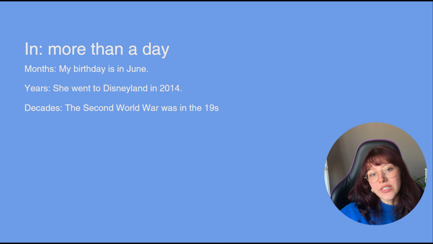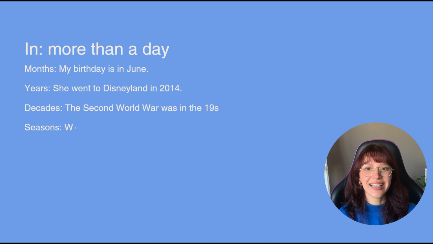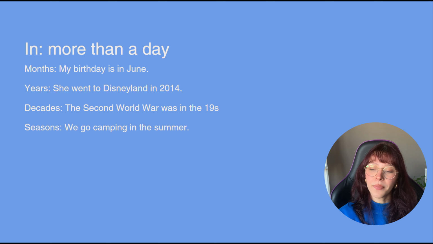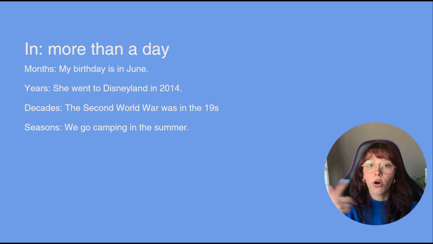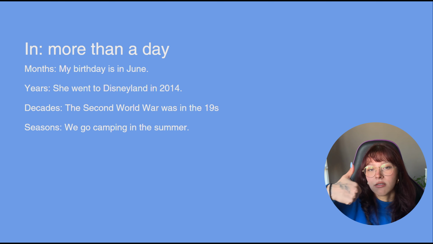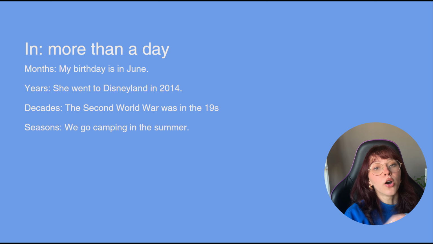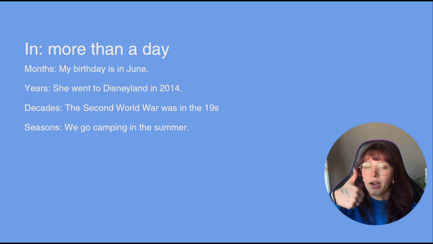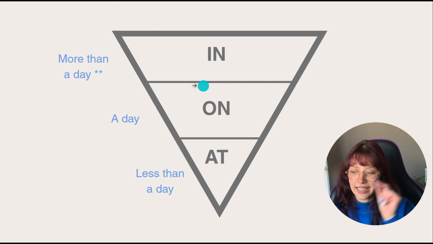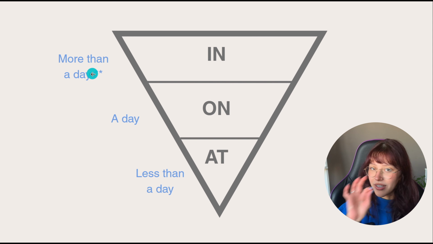We also use in to talk about seasons. Winter, summer, fall, autumn, and spring. So, example, we go camping in the summer. Here, important, you can use in the summer or in summer. So, we go camping in summer, correct, and we go camping in the summer, correct. Okay, let's return. You see a sign here, more than a day, with a sign.